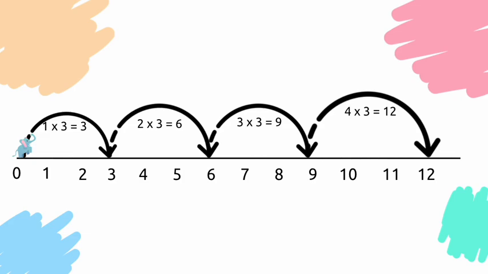1 jump is equal to 1 multiplied by 3 is equal to 3. 2 jumps is equal to 2 multiplied by 3 is equal to 6, and last, 10 jumps is equal to 10 multiplied by 3 is equal to 30. Jumping helps us learn multiplication.